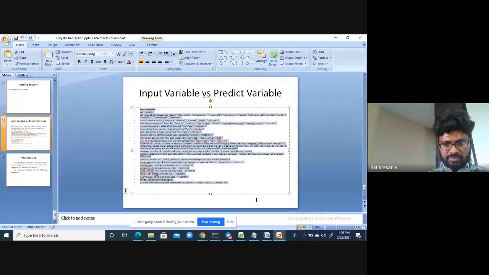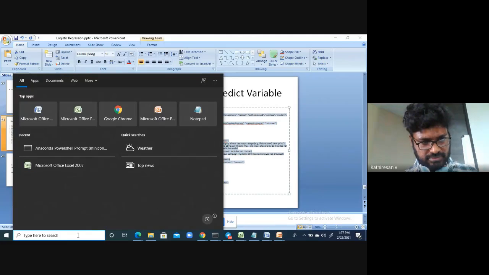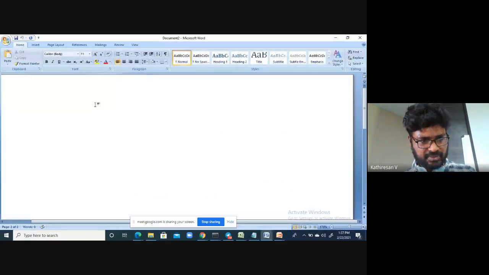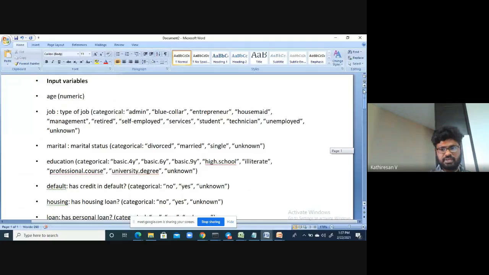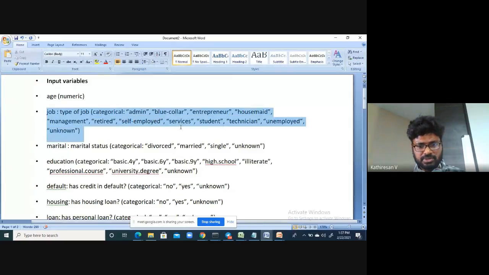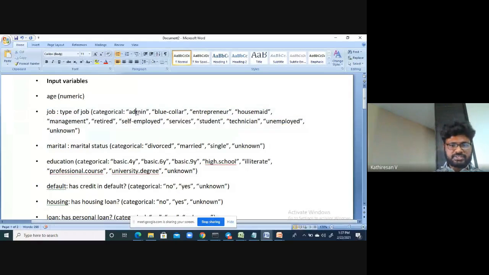I have explained about this metadata also to you. I think if you want, I will explain it again. Yes, these are the data attributes. So age is one, job. Job is categorized into these many categories. One is admin, blue collar, entrepreneur, housemaid, management, retired, self-employed, service, student, technician, unemployed, unknown.